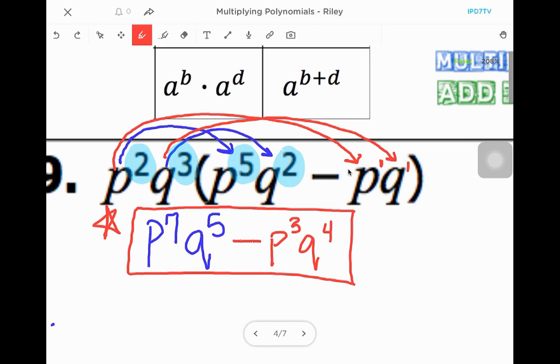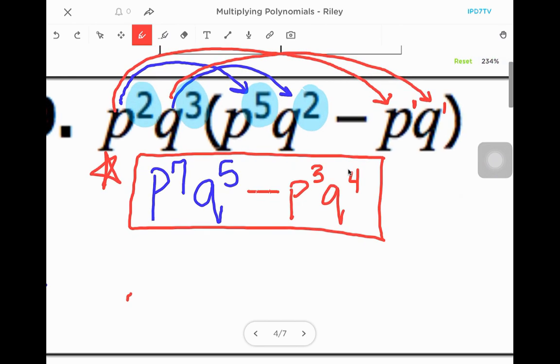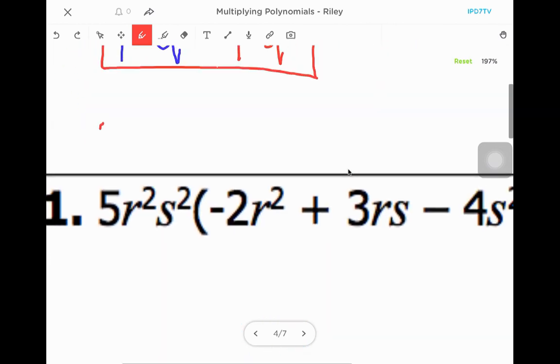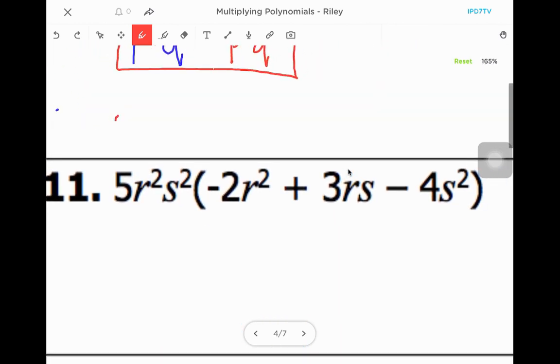That's your answer. You can't add different bases together. P's go with P's, Q's go with Q's. All right. Let's look at number 11.